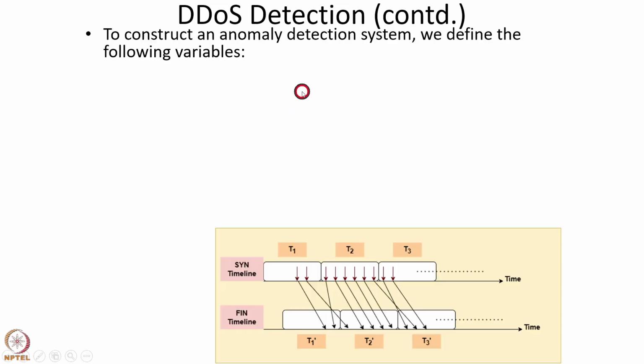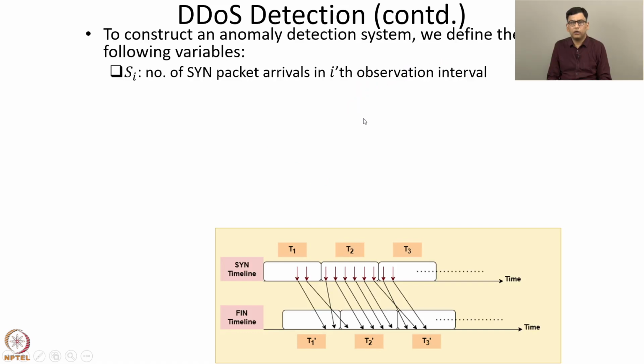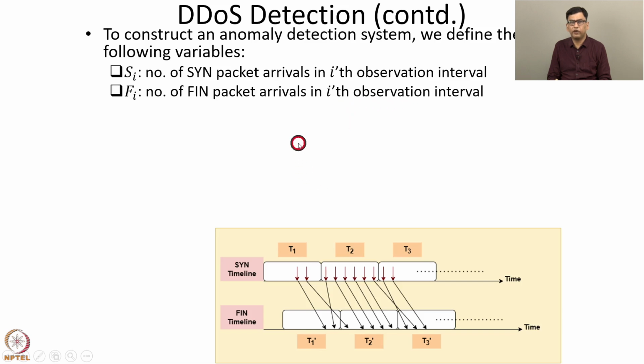So to construct an anomaly detection system, we define the following variables. Si is the number of SYN packet arrivals in the ith observation interval, and Fi is the number of FIN packet arrivals in the ith observation interval. Si is on the SYN timeline and Fi is on the FIN timeline.